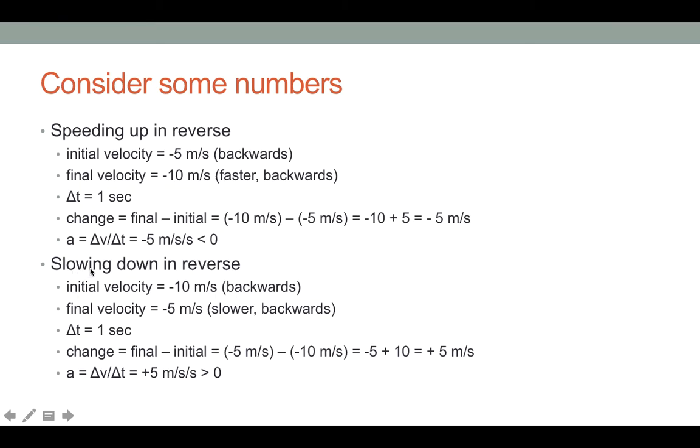Now consider slowing down while in reverse. Now we'll be moving at a slower rate from 10 meters per second down to 5 meters per second. But we're still moving backwards, so we still have to slap the minus sign to indicate the velocity is backwards. And again, the change is final minus initial. The final is now the minus 5. We have to subtract the minus 10, which is the initial. And when you subtract a negative number, that's the same as adding a positive. So our change in velocity is plus 5 meters per second. We went from a larger negative number to a smaller negative number, and that is a positive change. That will give us a positive acceleration, just as we saw before.